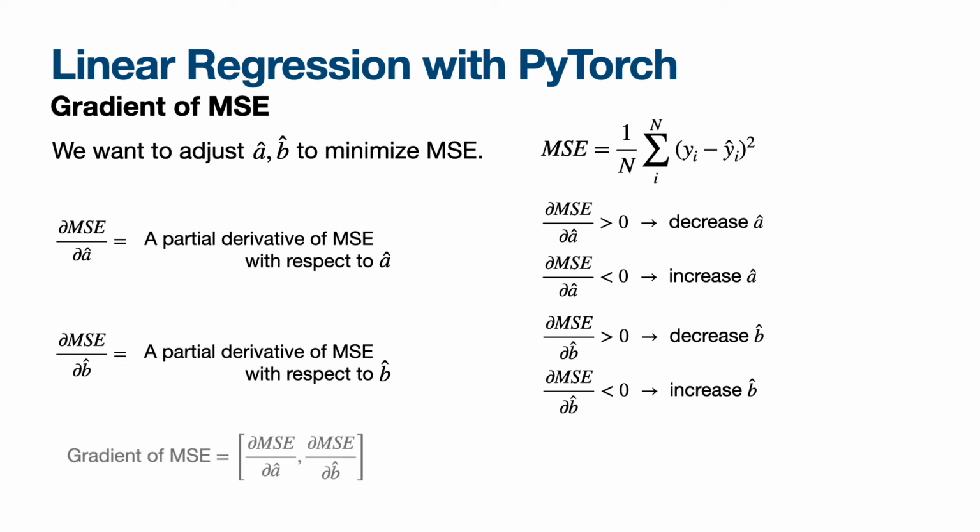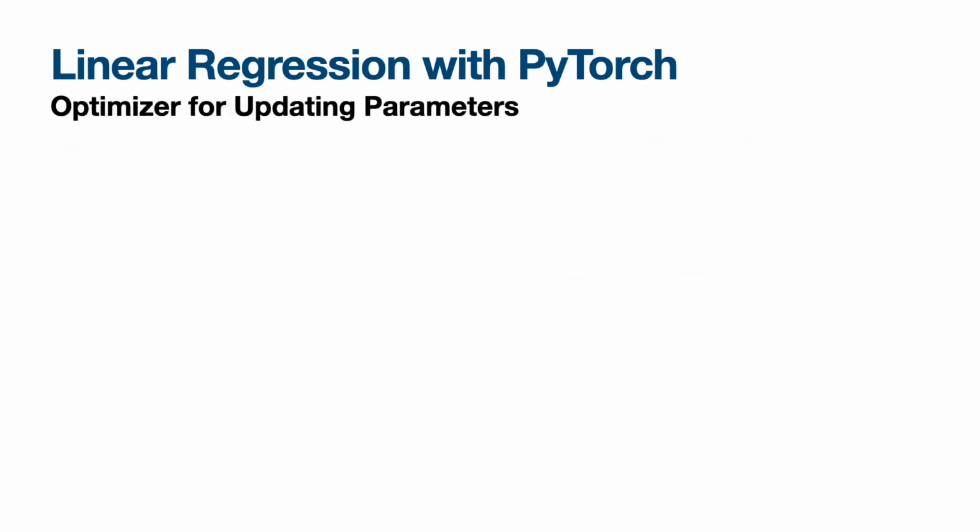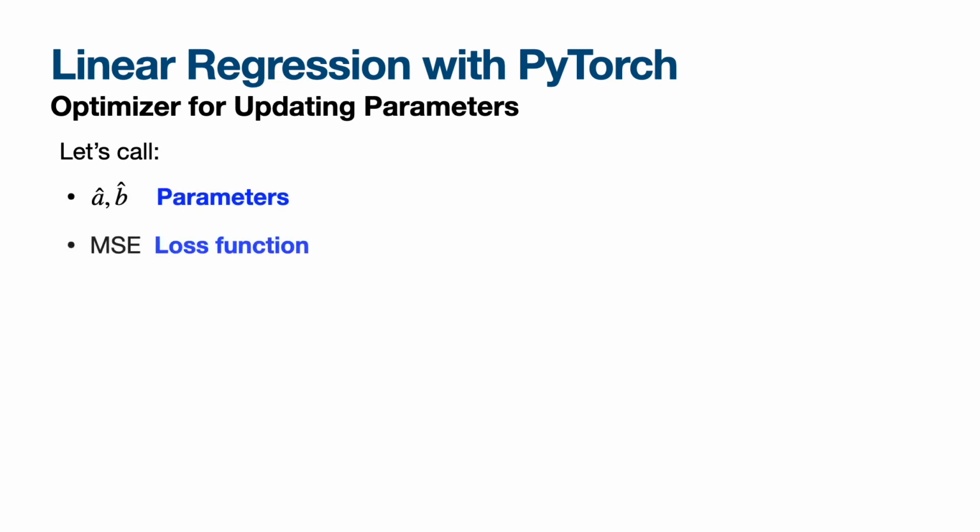A gradient is a vector of partial derivatives, so we want to calculate the gradient of MSE with respect to a hat and b hat. As we'll see later, we can use PyTorch tensors to calculate gradients. For now, let's remember the gradient of MSE tells us in which direction to adjust our parameters. Let's call a hat and b hat collectively parameters. Also, let's call MSE as loss function. In deep learning, we often use these terms.